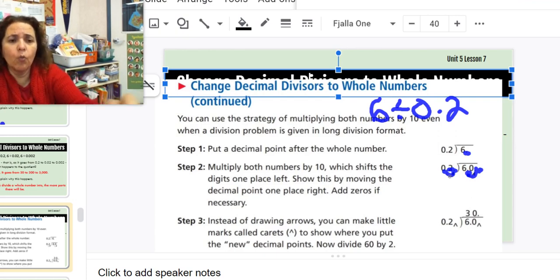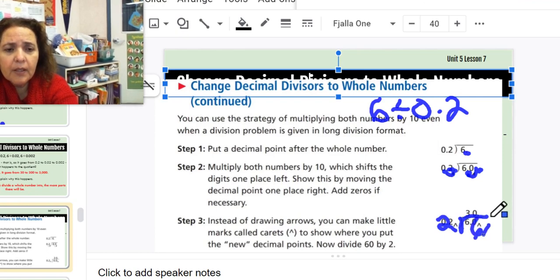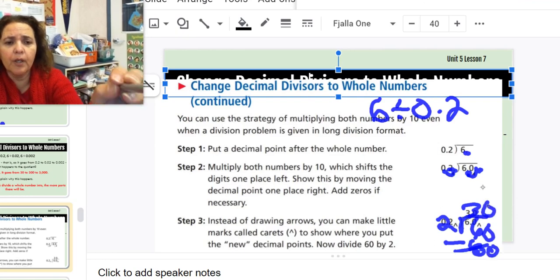So shift it over one place. So in essence, it becomes 60 divided by 2, which 2 goes into 6 3 times, minus 6, 0. And then I still have another place value. 2 goes into 0, 0 times. So it becomes 30. That's basically what's happening.